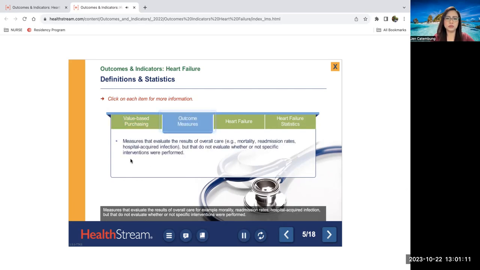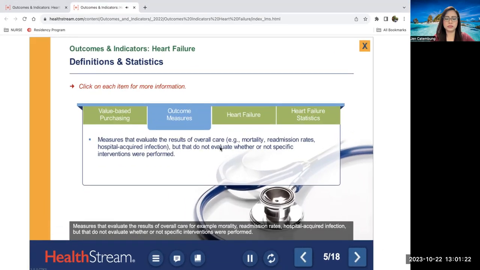Measures that evaluate the results of overall care, for example, mortality, readmission rates, hospital-acquired infection, but that do not evaluate whether or not specific interventions were performed.